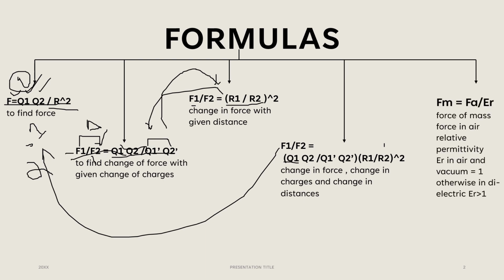Now in the last formula, Fm, the force in the medium, can be identified by the force in the air divided by permittivity. Now here, the force in the air is constant as given in this point. The εr in air and vacuum is equal to 1. And the permittivity is given, and the force in the air would be given. Like just suppose you are given Q2, so you will find the force applying on it, and by that you can simply find the force applied in the medium.